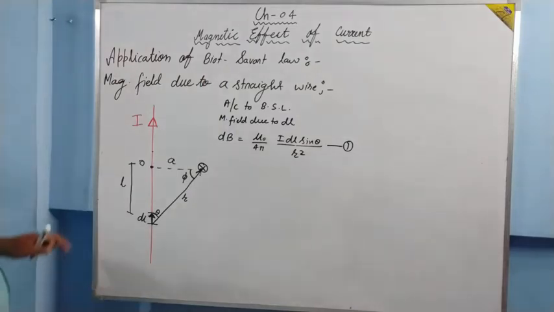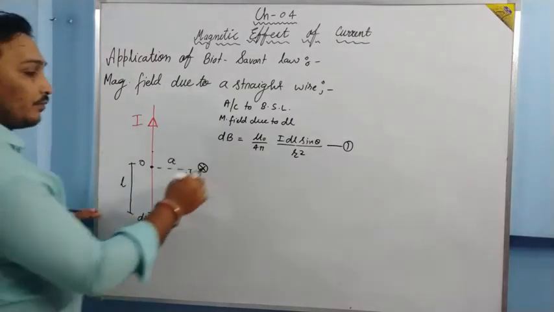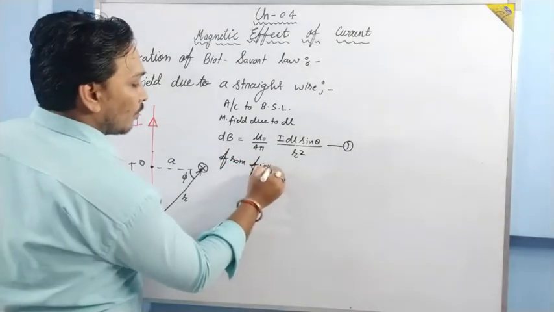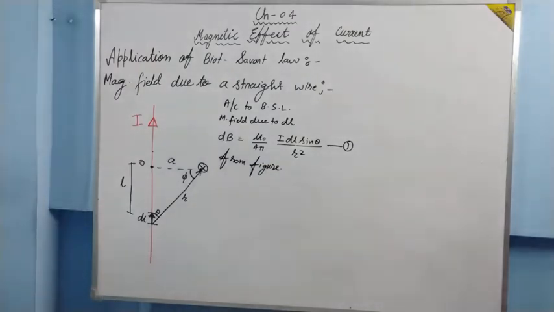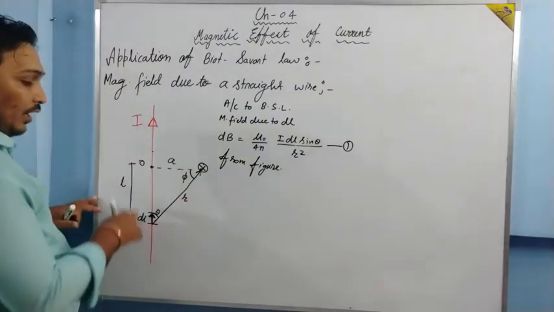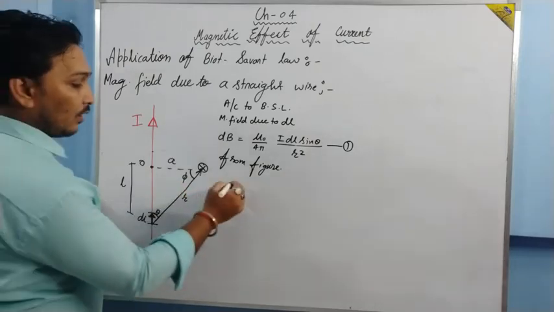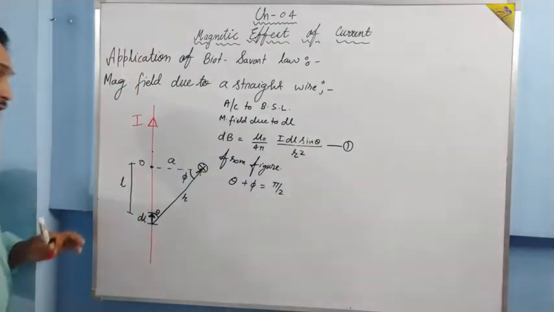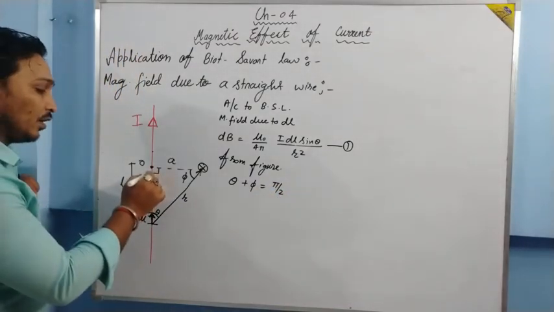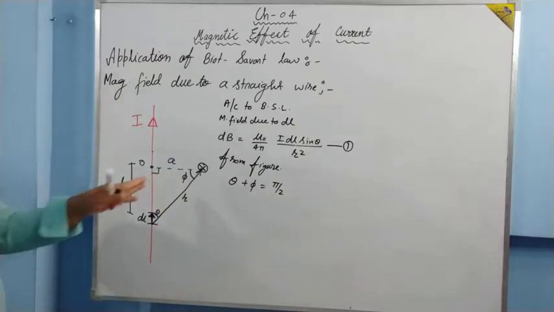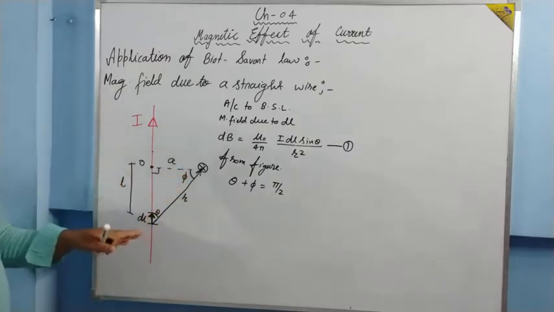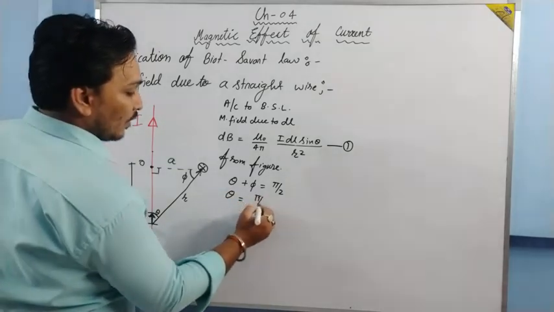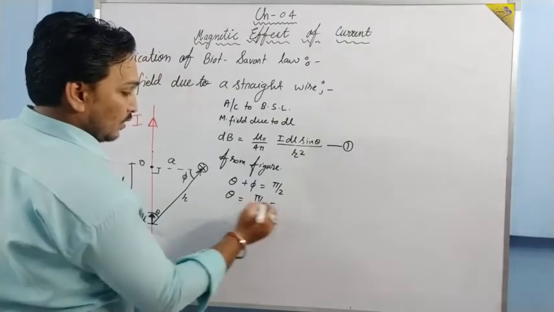Now just see, if you look at this right angle triangle from the figure, if you take this theta and phi, then theta plus phi must be equal to pi by 2, because one angle is already 90 degrees. The sum of all these three must be 180. One angle is already 90 degrees, so the sum of these two angles must be 90. From here what can we say? We can say that theta is equal to pi by 2 minus phi.